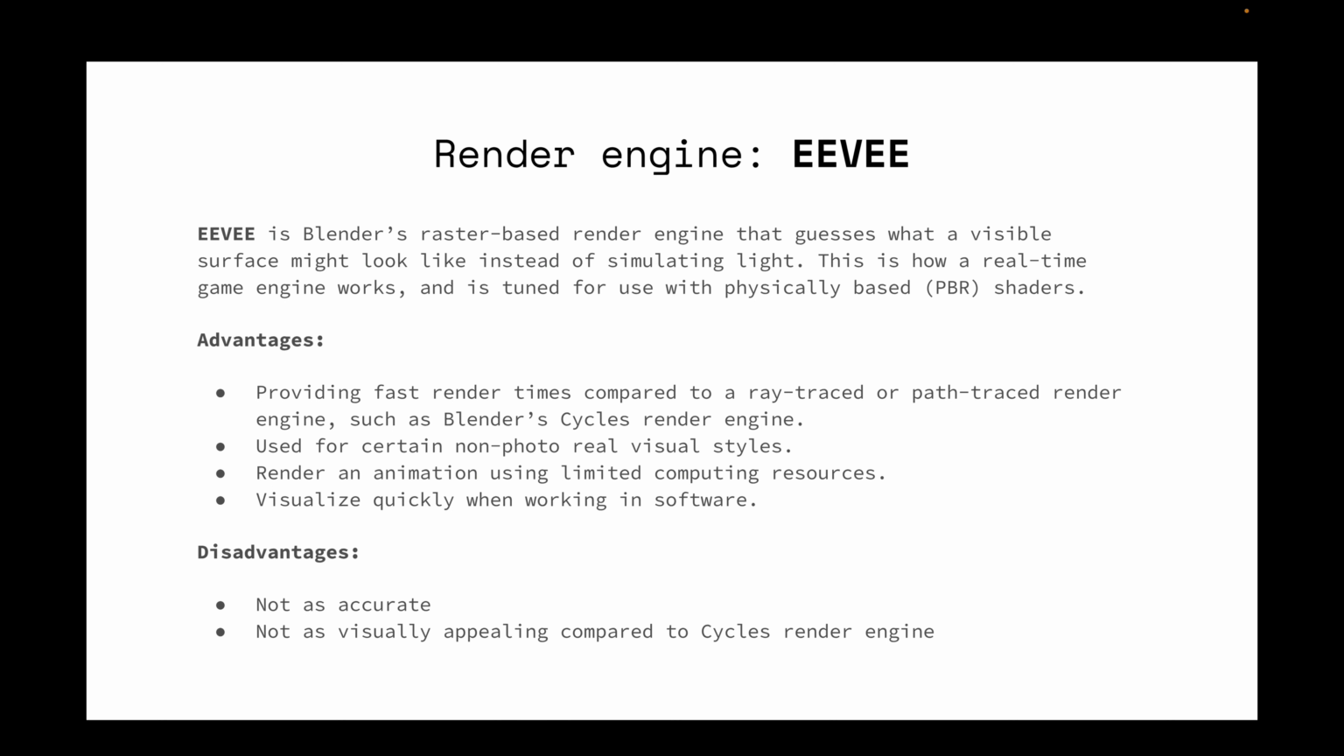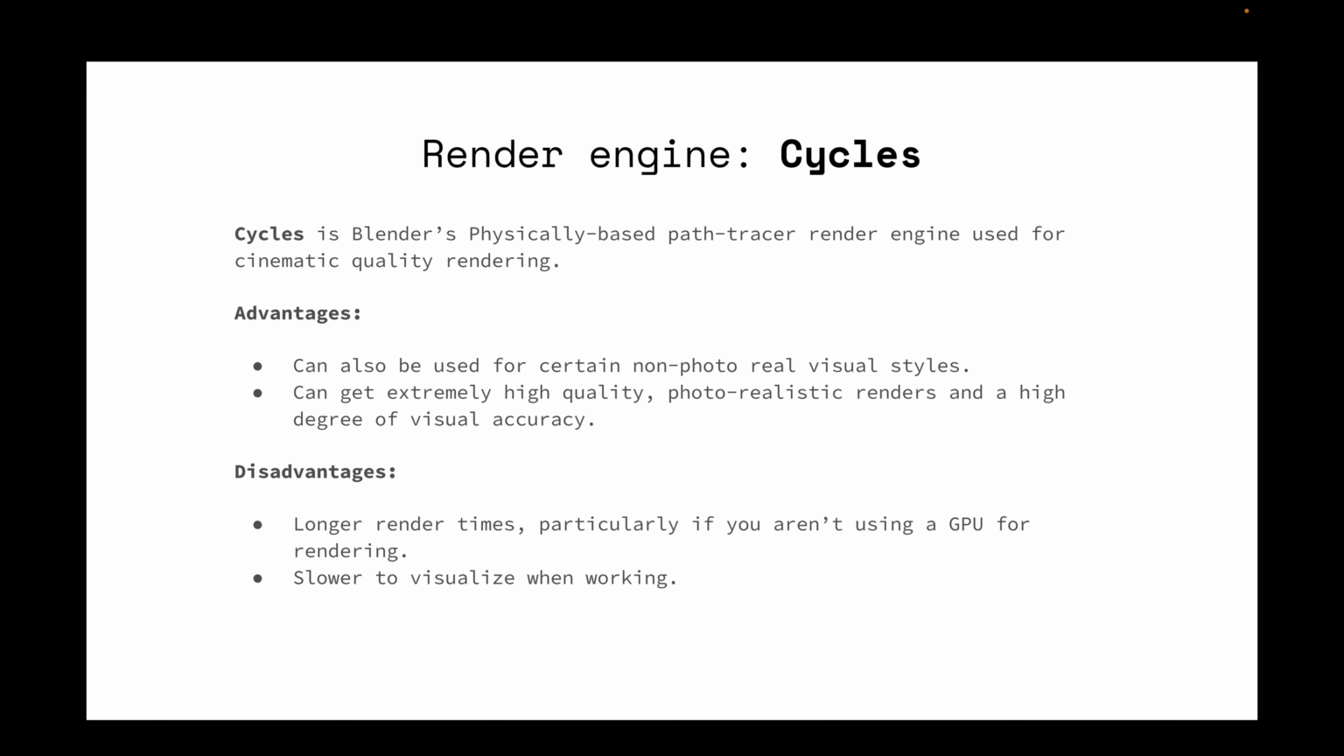It has a couple disadvantages. 1, it's not going to be as accurate, and 2, it might not look as good as a render you could get from Cycles. So Cycles is Blender's physically based path tracer render engine, and this is what you're going to use if you are making something that's cinematic in quality. It is able to do things that aren't necessarily photoreal, so you can do non-photorealistic rendering, sometimes called NPR rendering. And you can also get really high quality photorealistic renders and a high degree of accuracy.